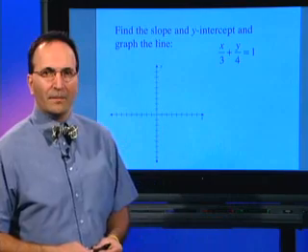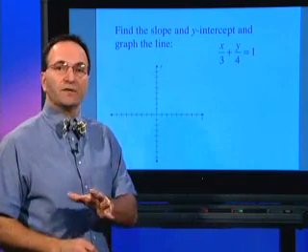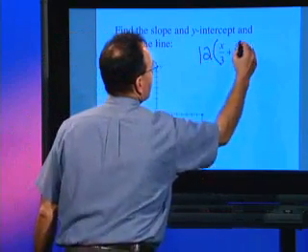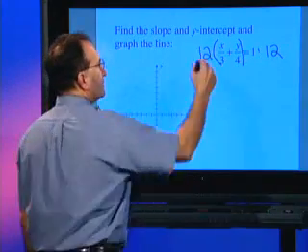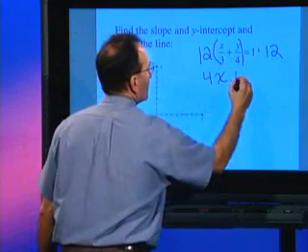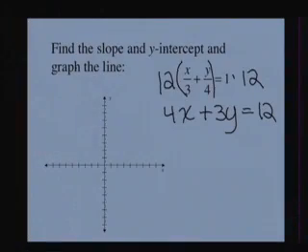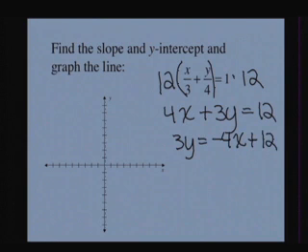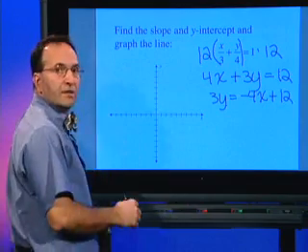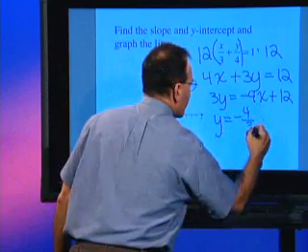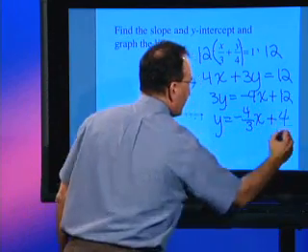Let's find out how you did on that problem. I'm going to recommend that we multiply both sides by 12, which is the least common denominator, to clear out the fractions. So multiply by 12 and multiply by 12. So here we're going to get 4x plus 3y equals 12. Now I need to subtract 4x from both sides. So 3y equals negative 4x plus 12. And then finally divide both sides by 3. So y is equal to negative 4/3 x plus 4.